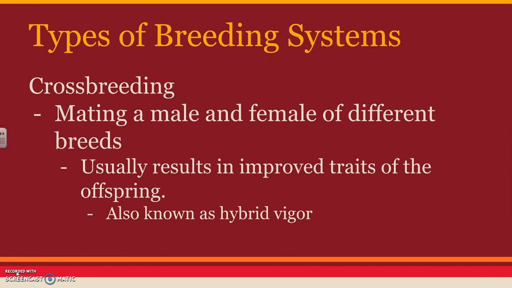So crossbreeding is exactly what it sounds like. It's mating a male and a female of different breeds, and usually this results in improved traits of the offspring. This is what we like to call hybrid vigor. So a lot of times what happens when you crossbreed is you end up getting the best of both worlds.